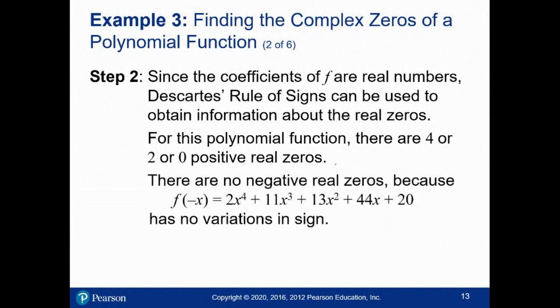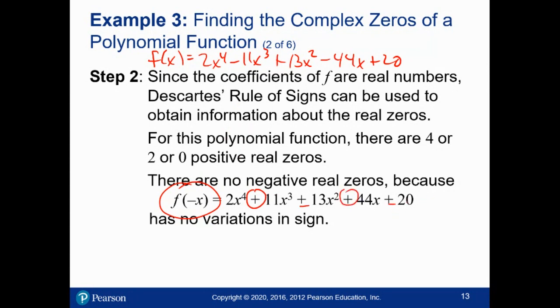Okay, if I take f of negative x, remember, the original f of x was 2x to the fourth minus 11x cubed plus 13x squared minus 44x plus 20. If I plug negative x in, the even powers don't change, but the odd ones do. So I got a plus here, this stays plus, I got a plus here, and this stays plus. There are no variations in sign now. They're all positives. So there are no negative real roots.